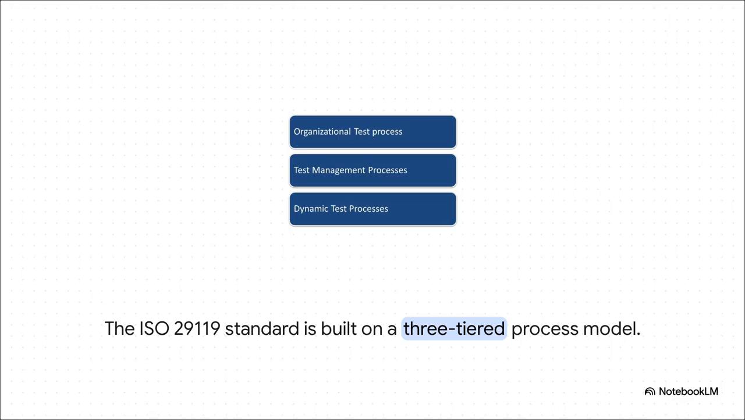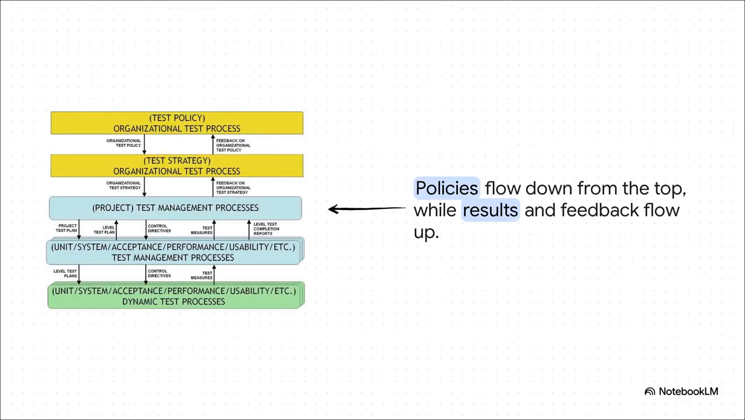Now, let's see how they all work together. And this is where it all clicks into place. See how the strategy flows down? The organizational level sets the big picture policy. Test management takes that policy and turns it into actual project plans. And then those plans tell the dynamic teams what to test. But, and this is absolutely crucial, the information flows back up. The results and reports from that hands-on testing provide feedback that makes the whole process better, from the very top.